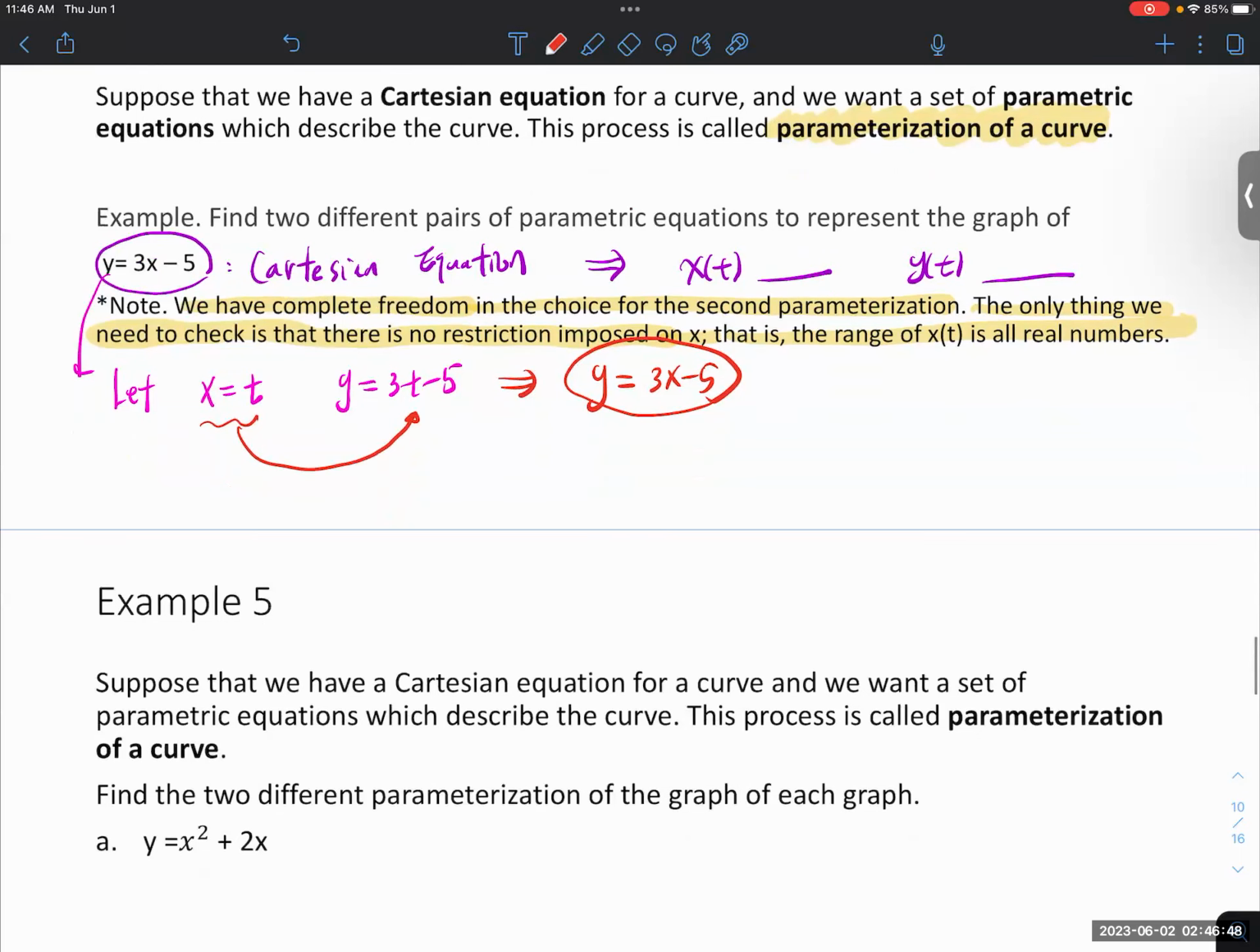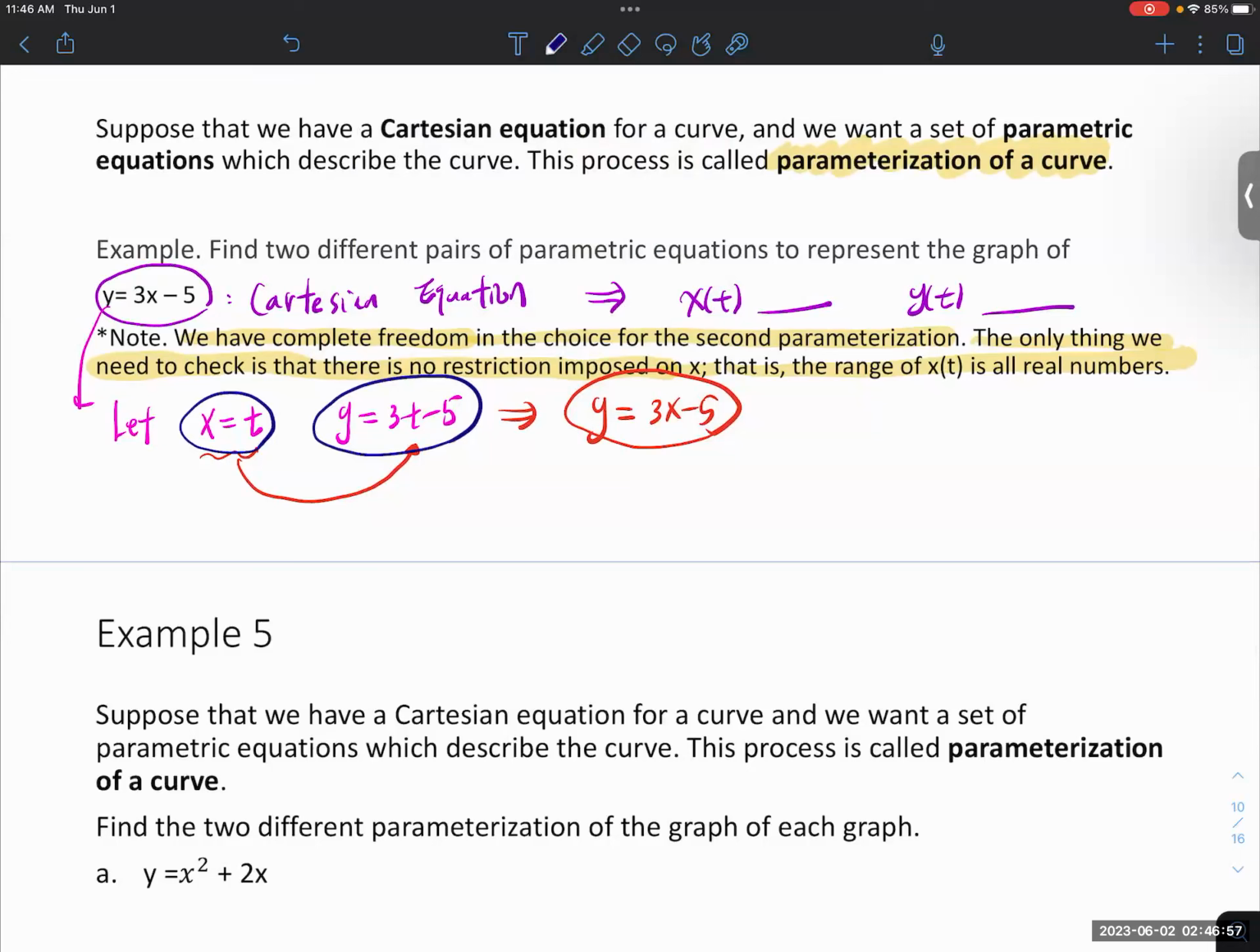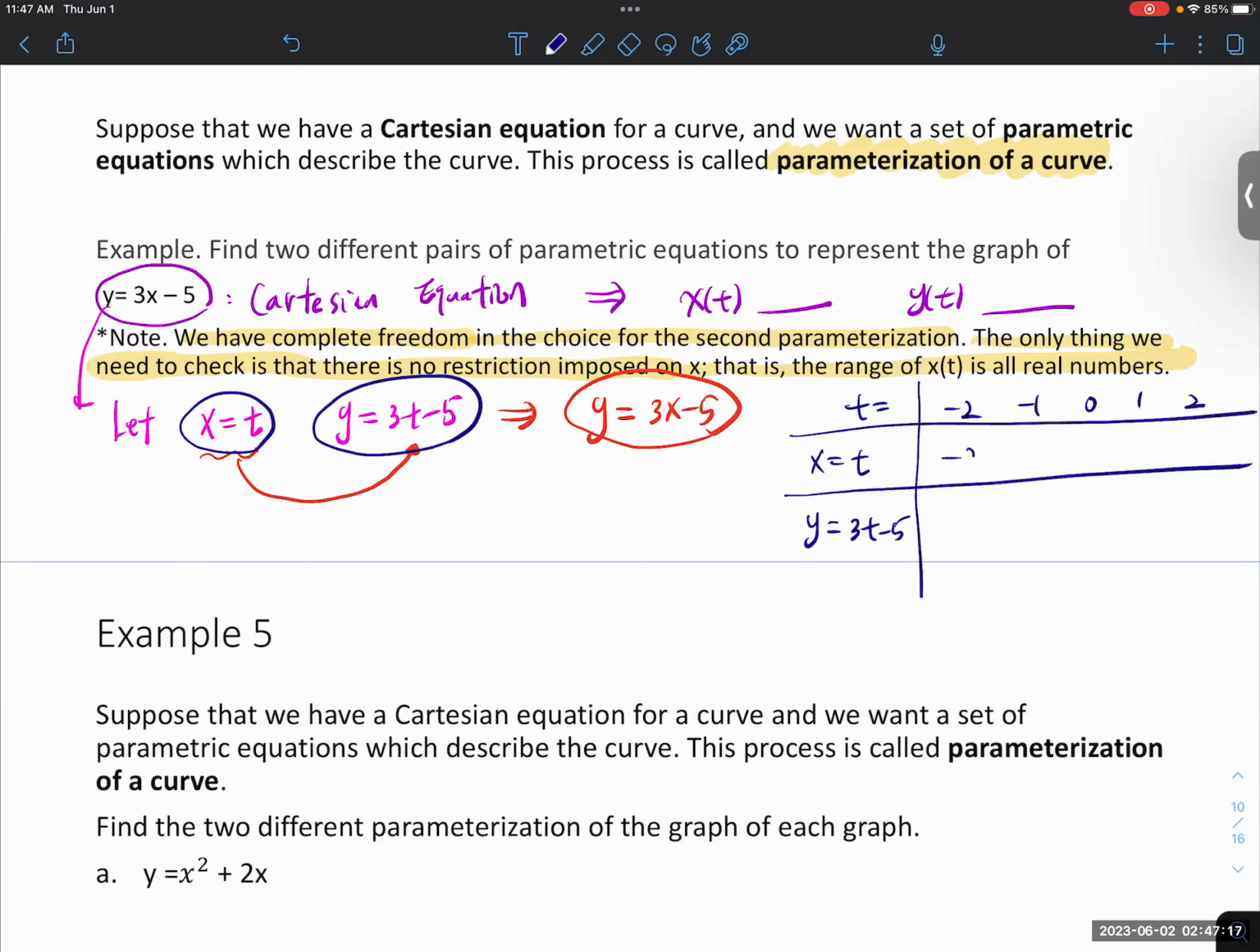So let's take a look at it. I'm going to create a table. If you have these two functions as your setup for x and y, let's say t equals -2, -1, 0, 1, 2. The x function is now t. The y function is 3t minus 5, isn't it? So if you fill it out, this is going to be -2, -11, -1, -8, 0, -5, 1 and -2, 2 and 1. So that's your table, okay?